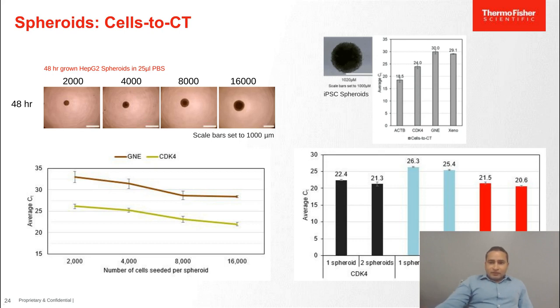We also looked at spheroids generated from iPSCs, and these were significantly larger compared to HepG2 on the left. We performed an extraction using the Cells-to-CT kit and looked at the gene expression profile from these spheroids. We also included the GeoRNA spike-in control, and we see no RNA inhibition from these samples, and we do get expected CT values for gene expression. We then compared the efficiency of the kit for multiple spheroids, and as expected, you see a difference of 1 cycle between 1 spheroid versus 2 spheroids grown with the same cell input.